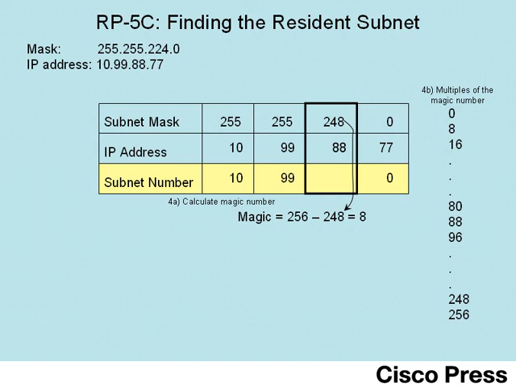Now to find which of these multiples is the value of the subnet number in this remaining octet, we compare the IP address's value in that octet to the list. And we want to pick the number that's closest to 88 in this case, but not bigger than 88. Well, it's pretty clear that 88 is actually one of the numbers in the list, so 88 is closest to itself and is not bigger than itself. So the subnet number's value in this octet is 88, giving us a subnet number of 10.99.88.0.